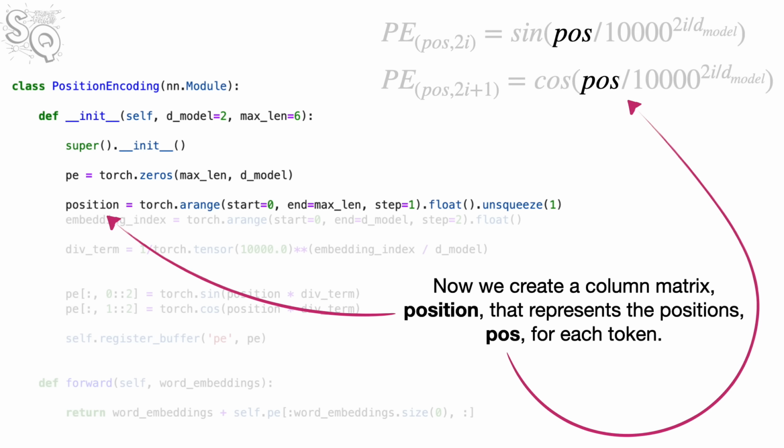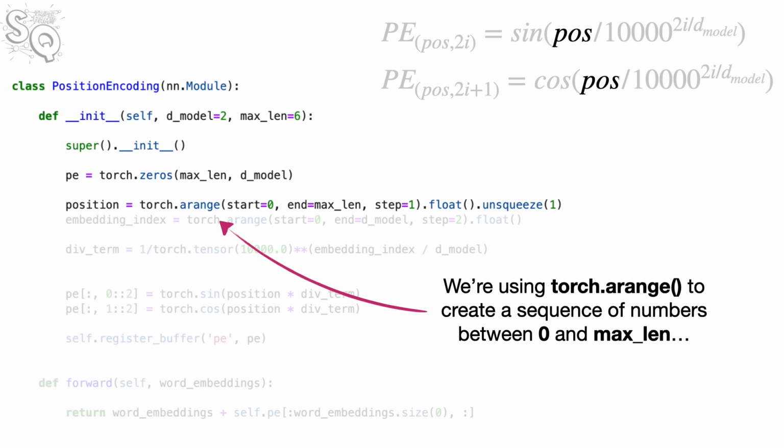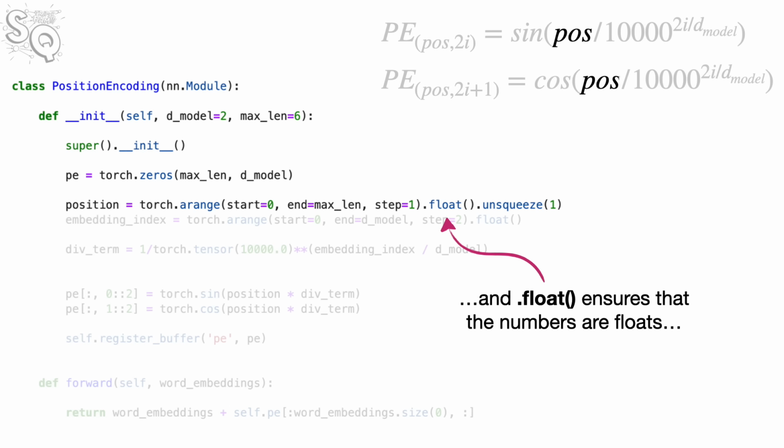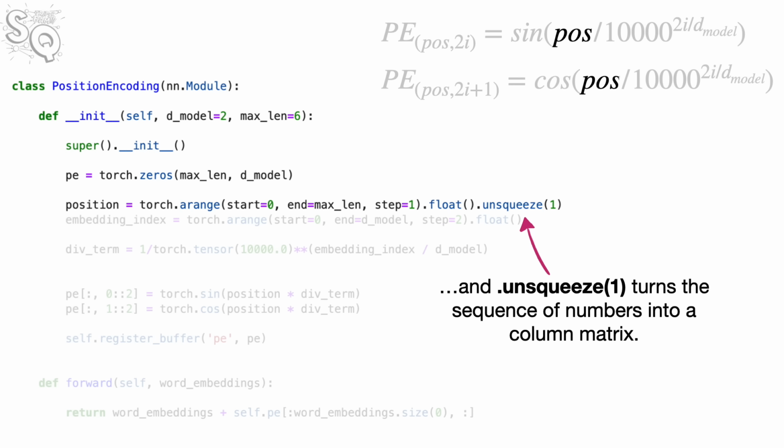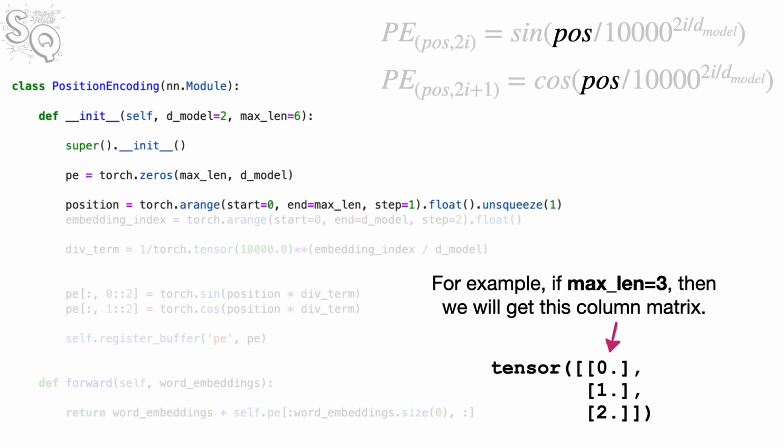Now we create a column matrix, position, that represents the positions, pos, for each token. We're using torch.arange to create a sequence of numbers between 0 and maxlen. And .float ensures that the numbers are floats. And .unsqueeze(1) turns the sequence of numbers into a column matrix. For example, if maxlen equals 3, then we will get this column matrix.